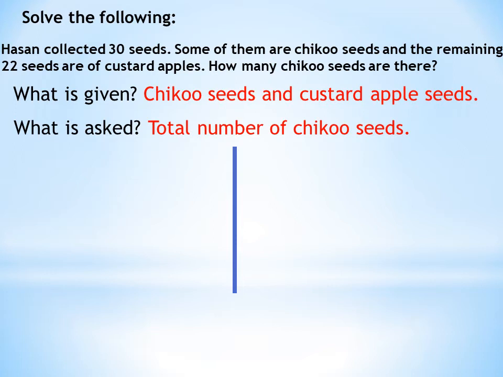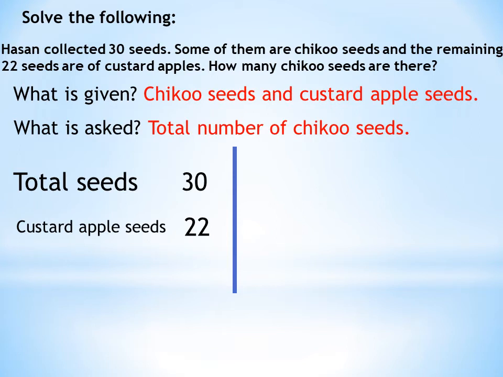Method 1, we will do subtraction. Total seeds are 30. Custard apple seeds are 22. So we will subtract custard apple seeds from total seeds to get chiku seeds. 30 minus 22 is equal to 8.